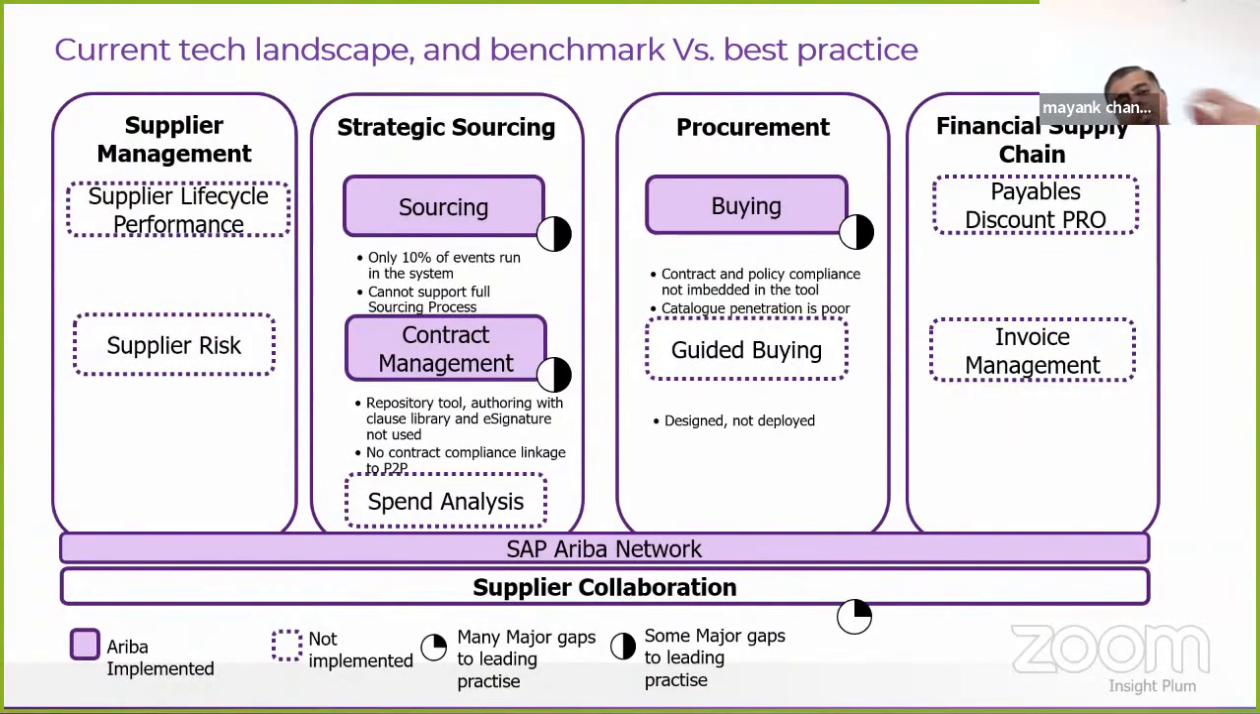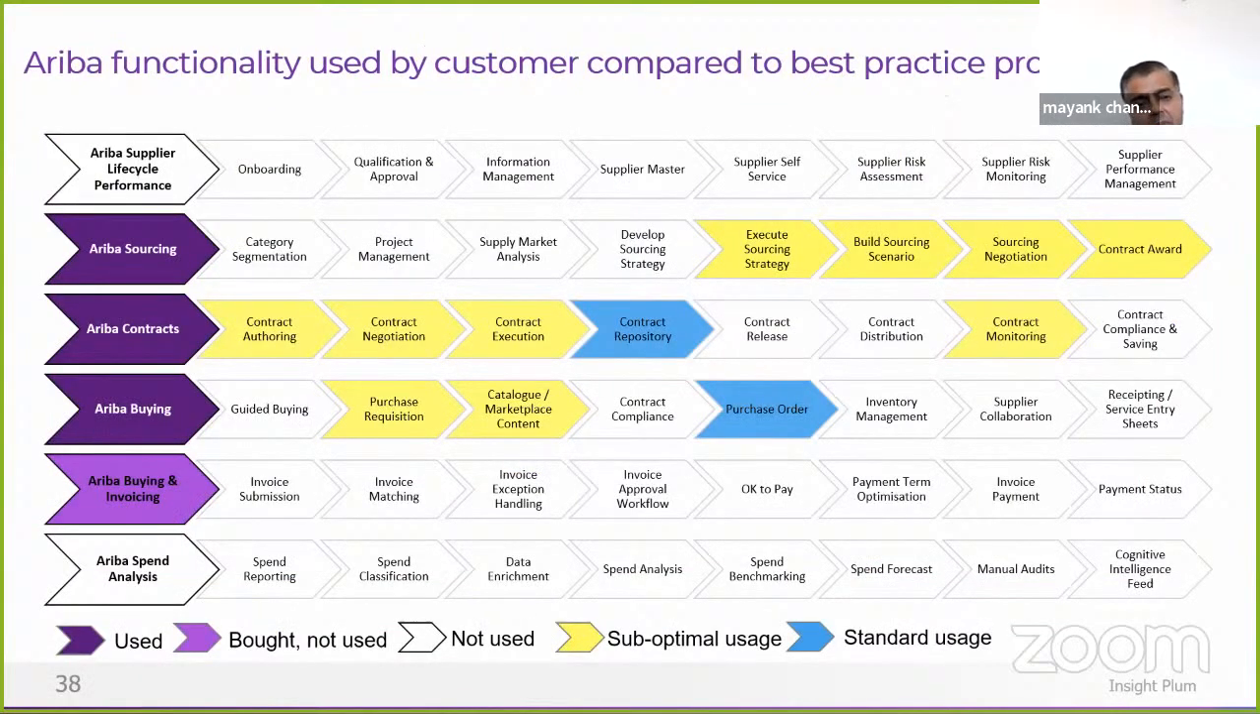And where they have it implemented, what are the gaps compared to a leading practice? You may have different components implemented, but you're only utilizing 10%, 20% of the solution. So you're not running an optimal solution, even though you've got these components. This is an example, just highlighting from the previous slide.